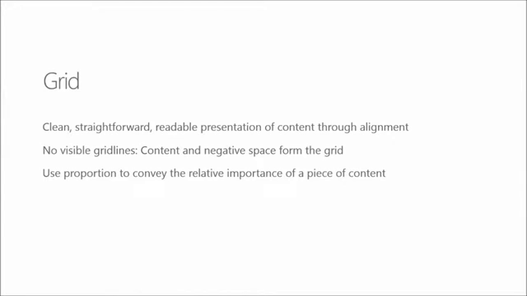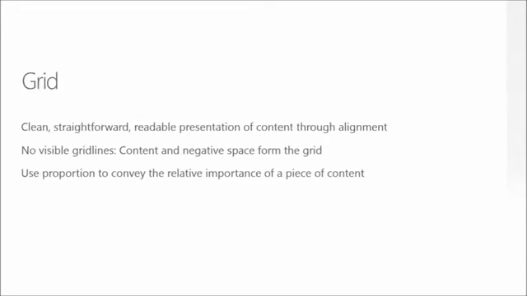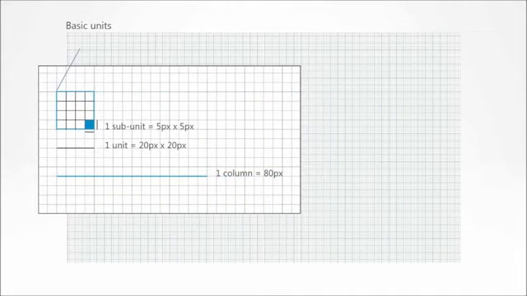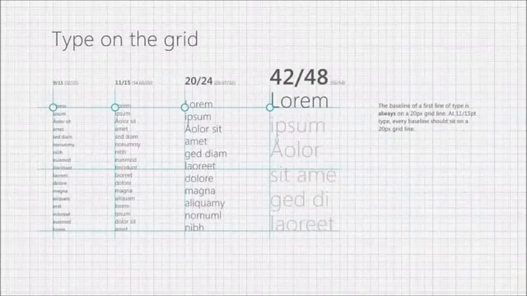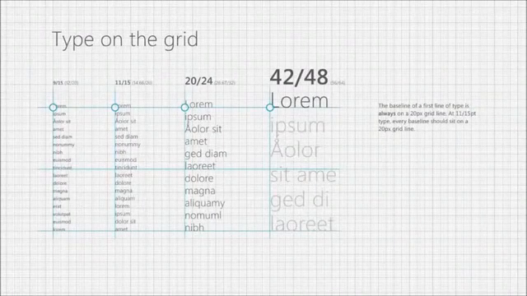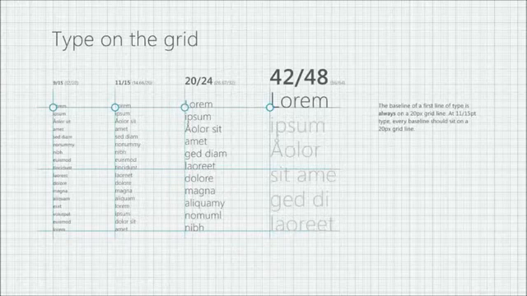When we talk about a grid in the design language, it's really about alignment, removing visible lines, content in negative space, and then using this proportion to convey the importance of the content itself that you see on the screen. Within the design language, we have a basic unit, which for us is 20 pixels by 20 pixels. We've got a subunit, which is 5 pixels by 5 pixels, and we've got a column, which is 80 pixels wide. We apply that to our type ramp. So now you'll see that the type ramp and the font are aligned specifically with our grid system and our grid layout based on those proportional rules.